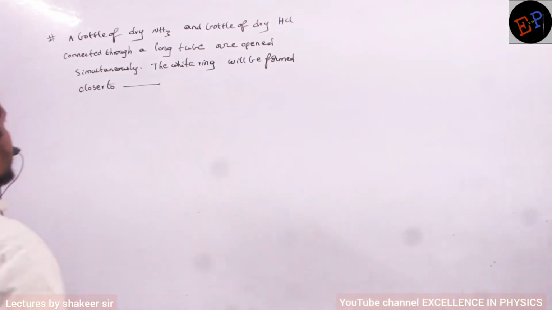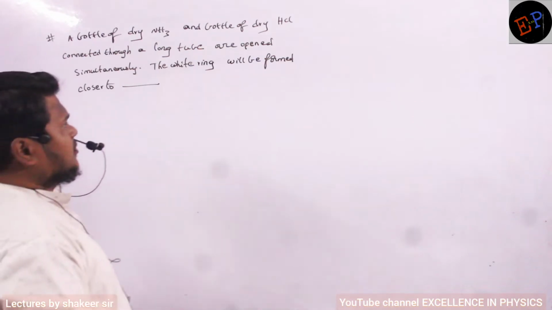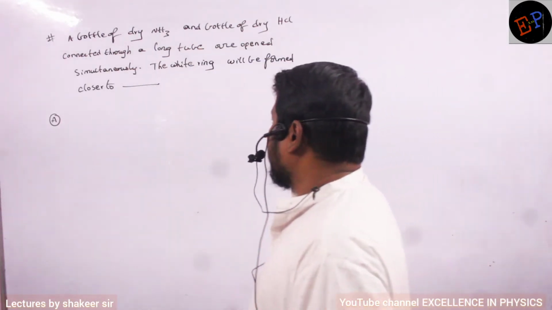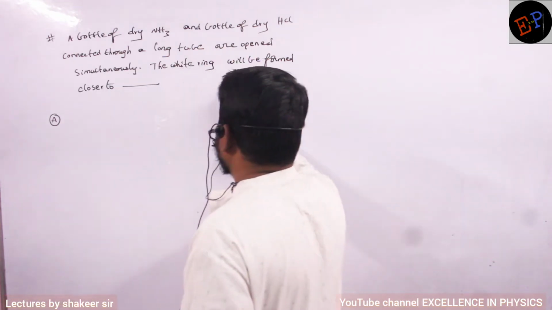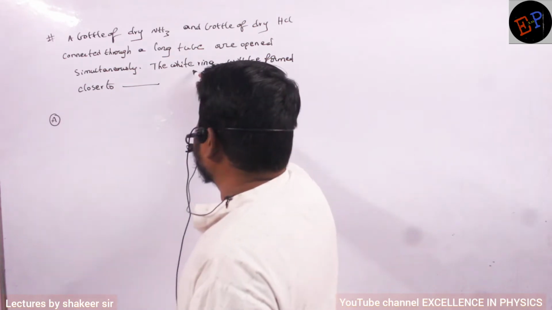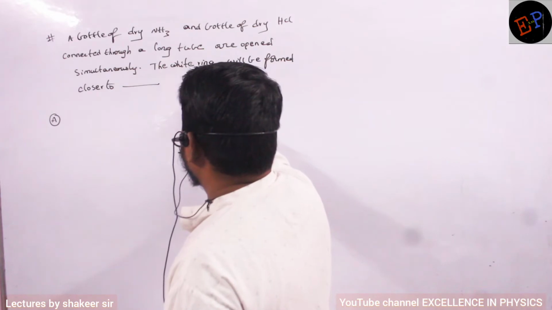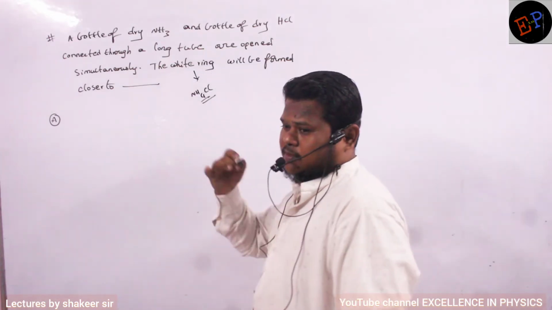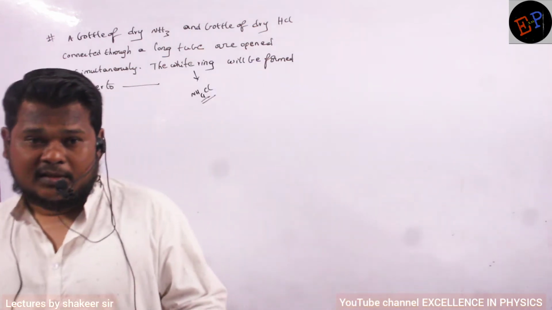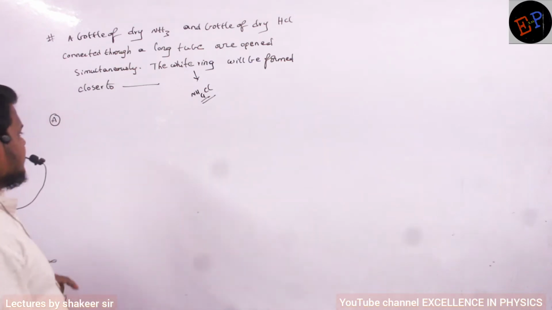So this is the question. A bottle of dry NH3 and a bottle of dry HCl, clear? They are connected to a long tube and they are opened simultaneously. So the white ring means what? See, when NH3 and HCl react with each other, NH4Cl will form, no? So this is white in color. So white ring formed, will it be closer to NH3 or will it be closer to HCl? That is the question.